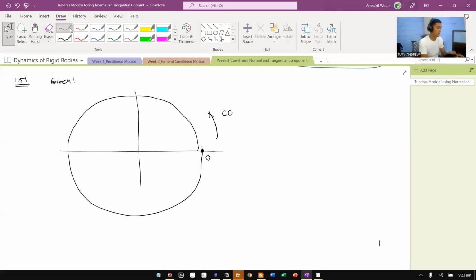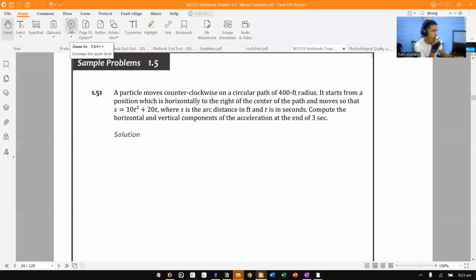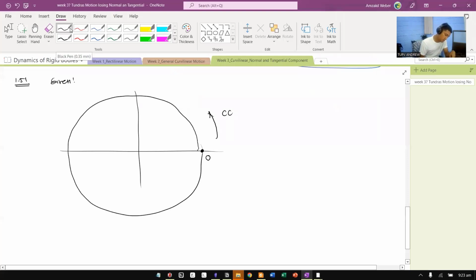Okay, so we have a 400 feet radius. We will come back to it here. Compute the horizontal and vertical components of the acceleration 3 seconds later. So the report is a_x and a_y at 3 seconds.